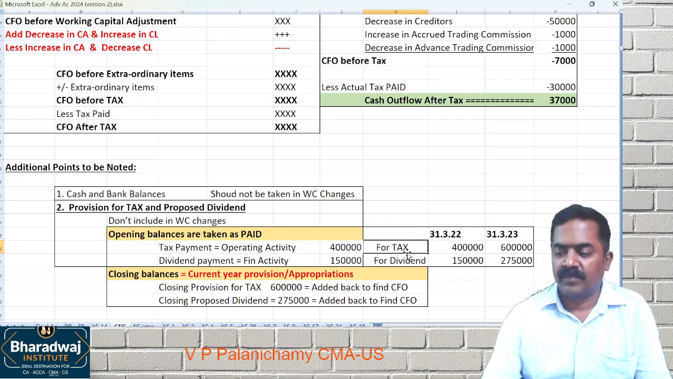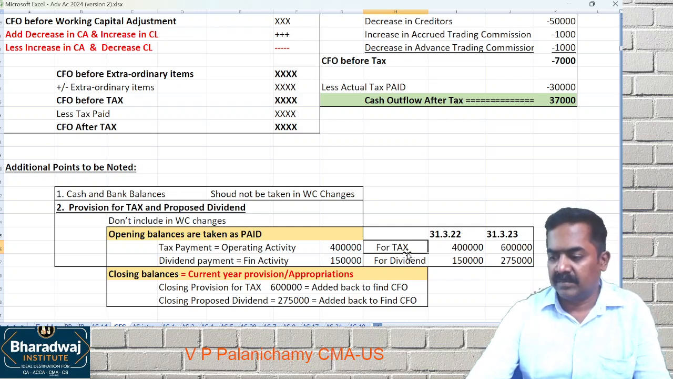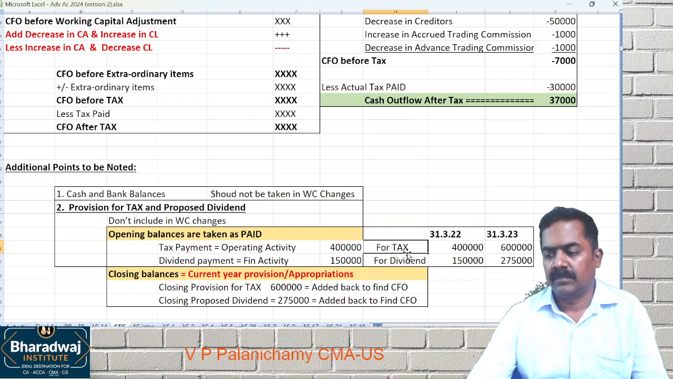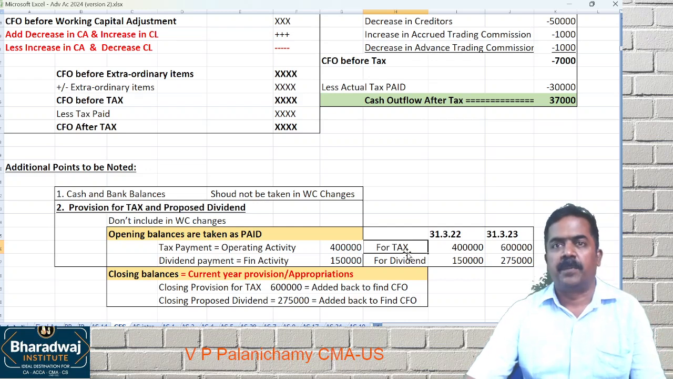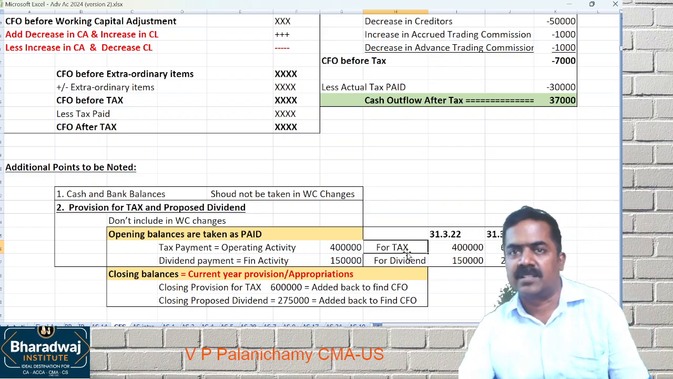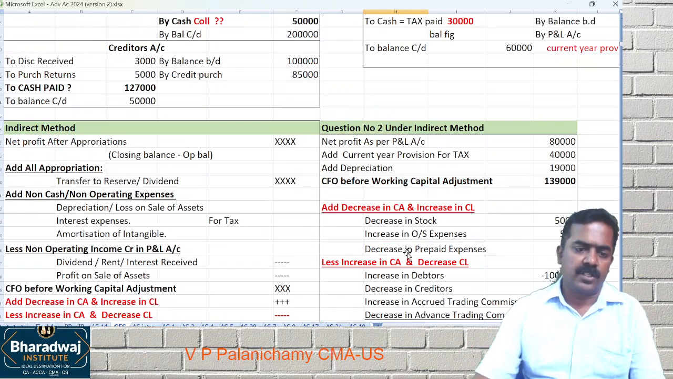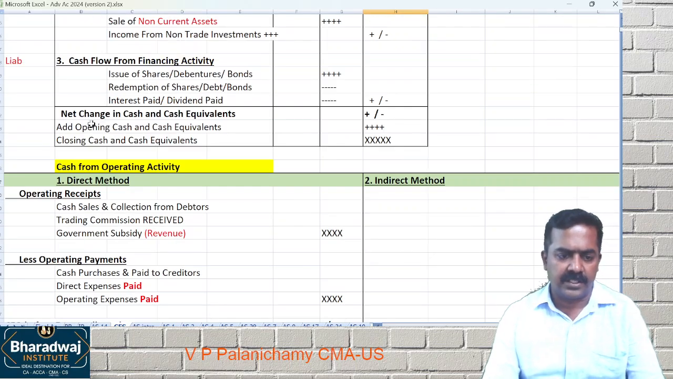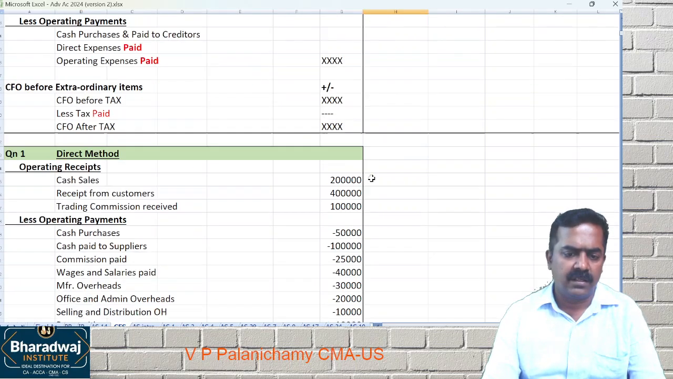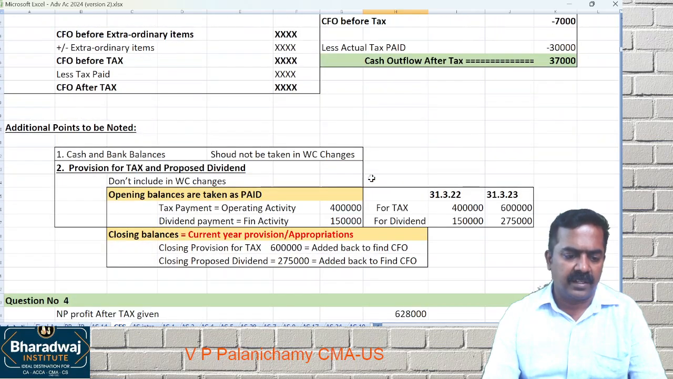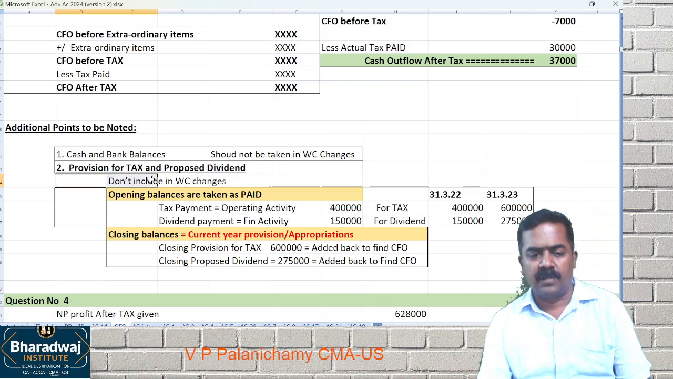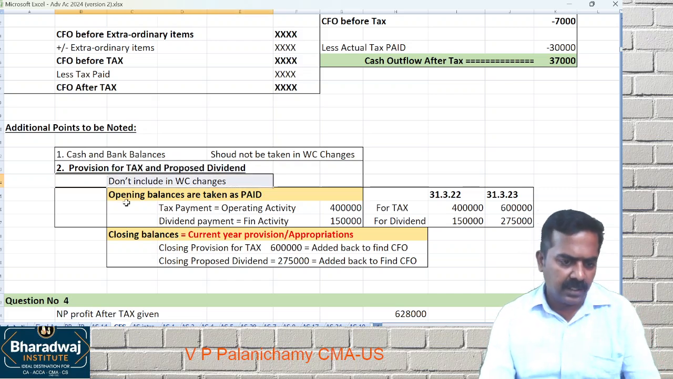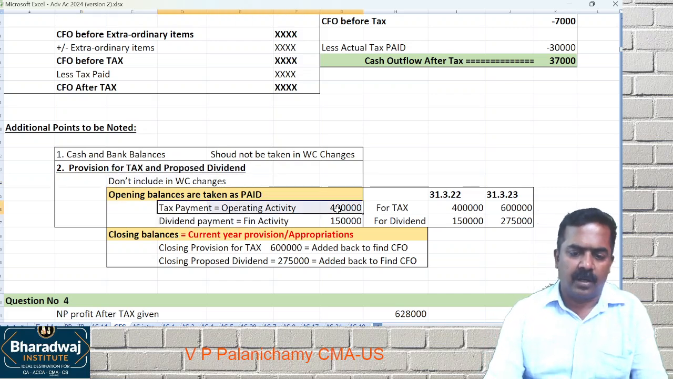Why should it not be considered? Because cash and bank balance change is because of operating activity or investment activity or financing activity, everything. That is why we take it for the final reconciliation. Like we see the cash and cash equivalents at the beginning and the end after computing all the three activities. Then provision for tax and proposed dividend also will not be considered in working capital changes. Tax payment will be taken in operating activity.